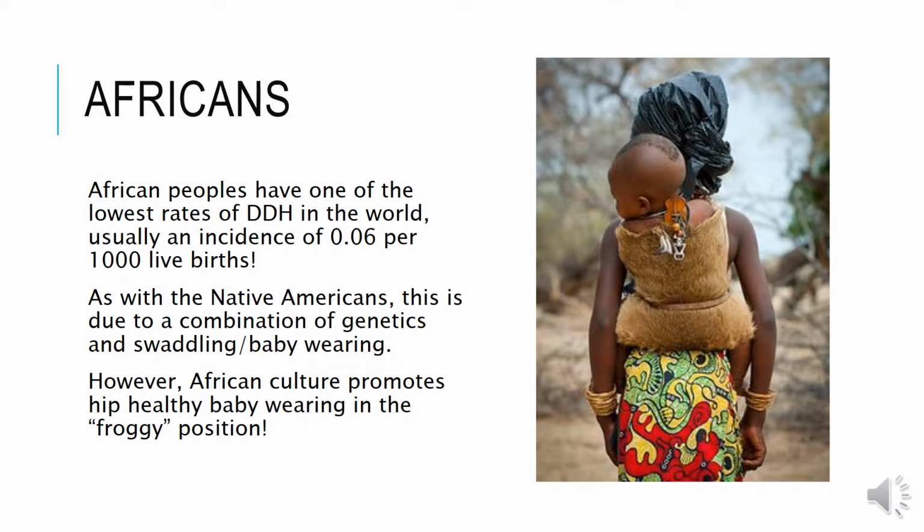Africans living in Africa have one of the lowest rates of DDH in the world, less than 1 per 1,000 live births. As you can see, the way the mother is wearing her child with his hips apart in the froggy position, his legs around her body, is one of the best ways to wear your child. And this is why, in addition to genetics, they have such a low incidence of DDH. This is the best way to wear your child, whether on your back, on your front, or on your hip, keeping their legs apart, up and out, keeping their hips in a healthy position for development. The African people have it down for DDH. This is fantastic.